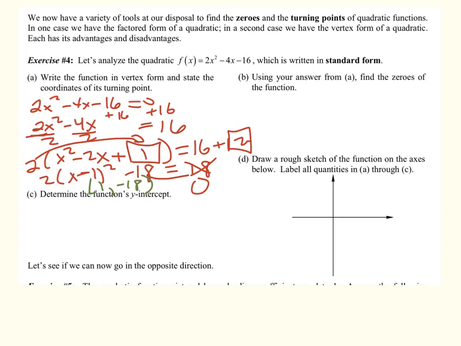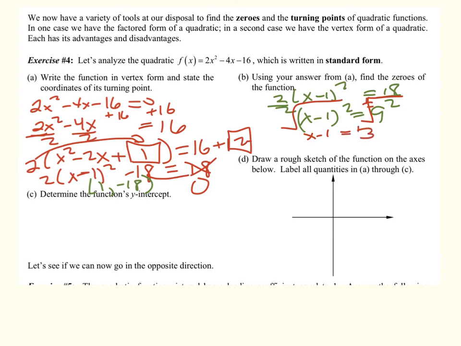Now in part B, they say use your answers from part A to find the zeros. So if I've got 2 times (x minus 1) squared, and before I shifted the 18 back over was equal to 18, all I have to do is divide by 2 here first, get rid of that like we did in class the other day. You get (x minus 1) squared equals 9. And then, of course, take the square root of both sides to get rid of that square, so plus or minus. So I get x minus 1 is equal to plus or minus 3.